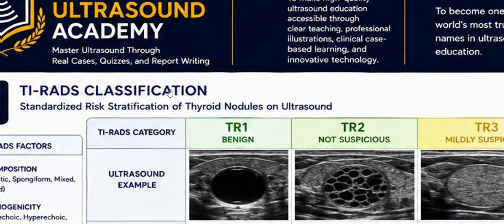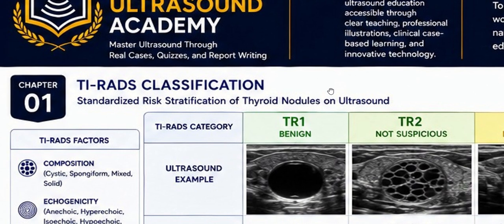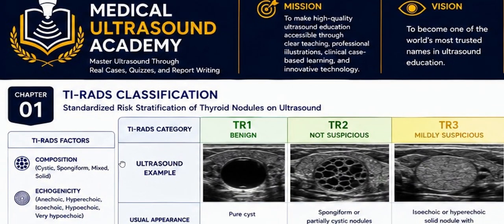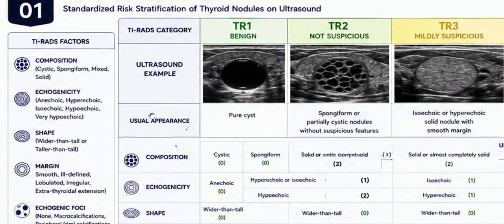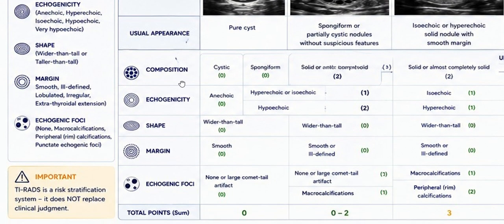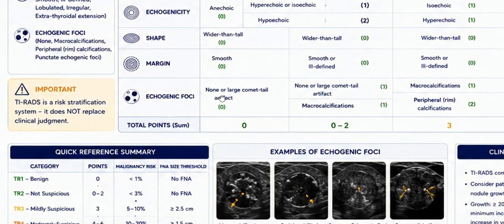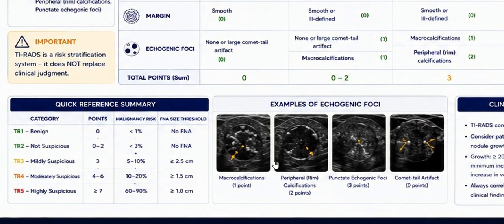So the TIRADS classification is a standardized risk classification of thyroid nodule on ultrasound. So this is the standard that is agreed on that you use to make a diagnosis on thyroid nodules. So it's a bit different from the way we do reporting for other organs. So this one, we are supposed to know the TIRADS calculator.